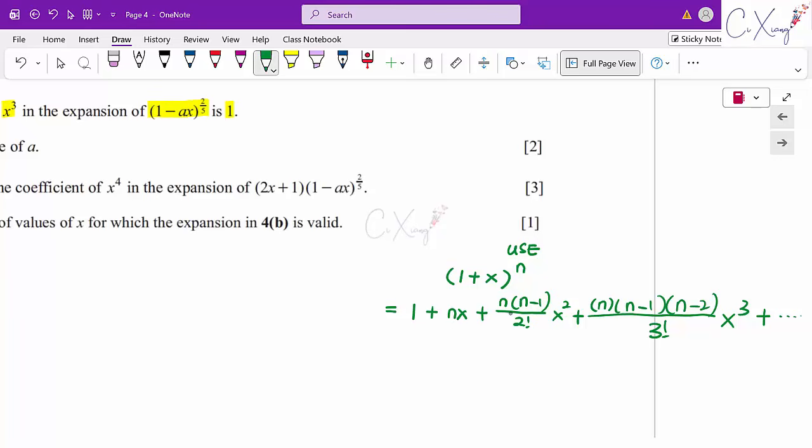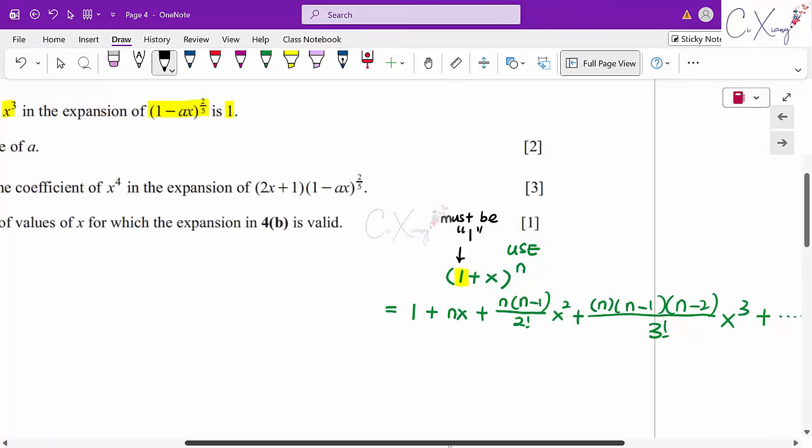Then to apply this particular formula, you have to ensure that the first term here must be a 1. So this one must be 1. It cannot be any other value, right? So you have to take note on this. Okay, right, so we are going to apply this formula here.